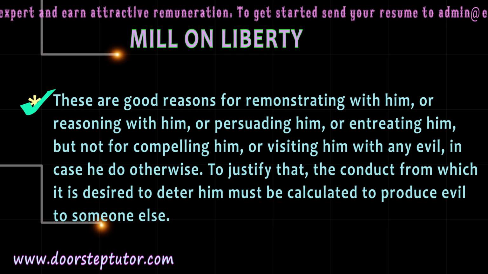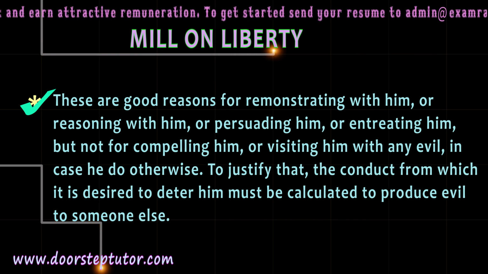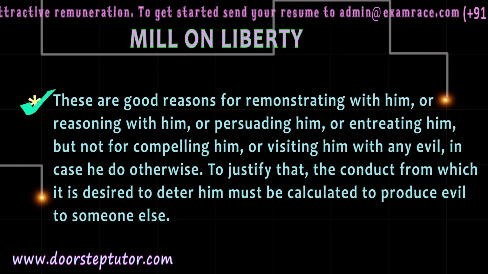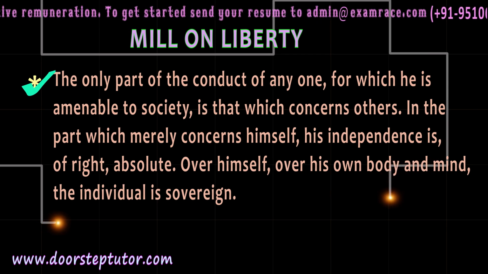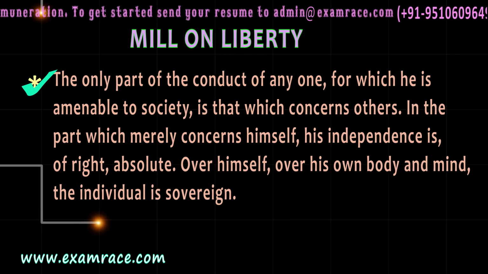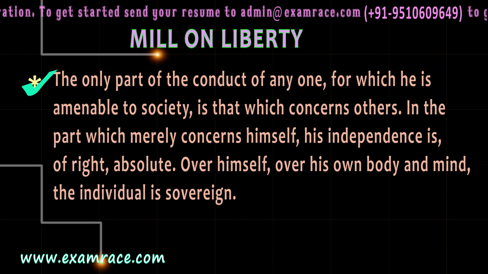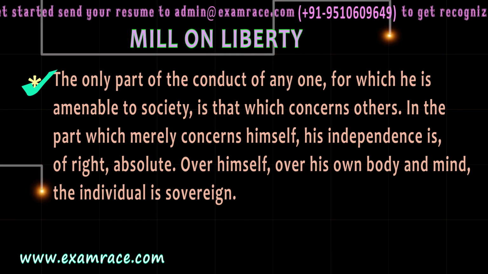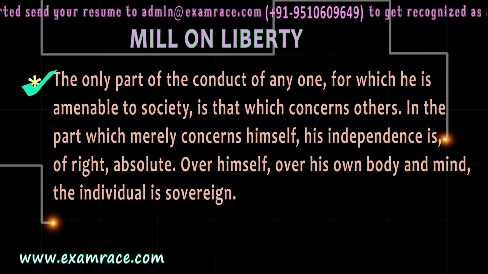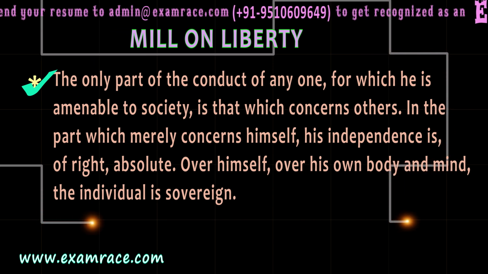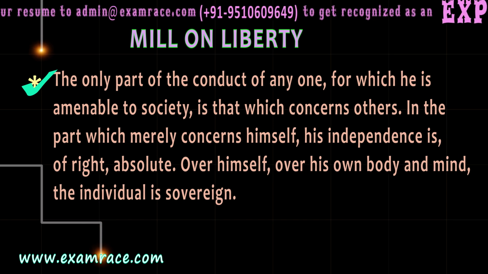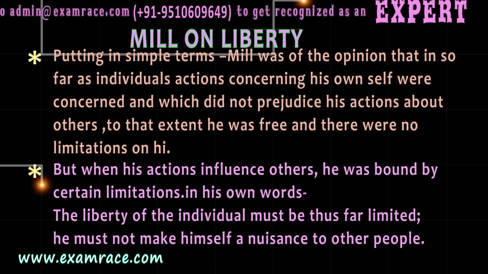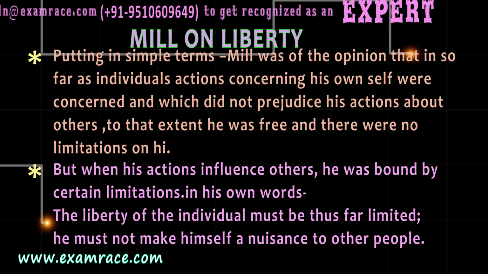And to justify that, the conduct from which it is desired to deter him must be calculated to produce evil to someone else. The only part of the conduct of anyone for which he is amenable to society is that which concerns others. In the part which merely concerns himself, his independence is, of right, absolute. Over himself, over his own body and mind, the individual is sovereign. I'll explain it as I go further in my lecture.